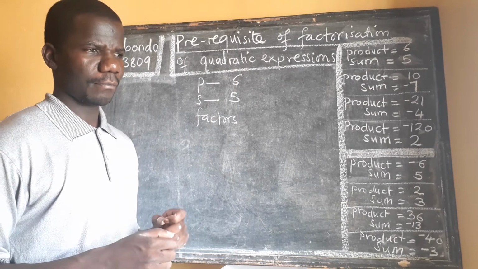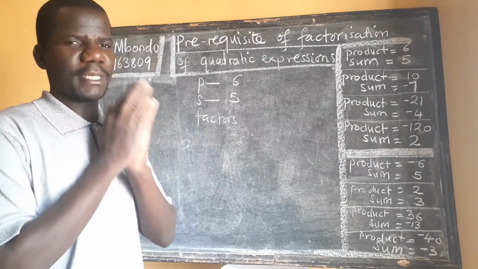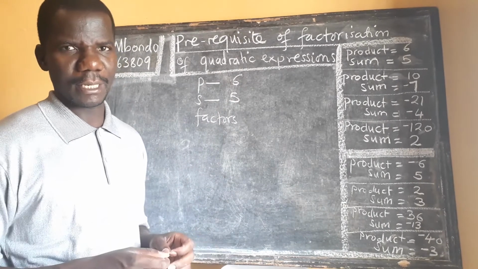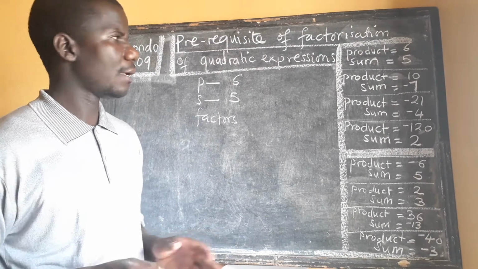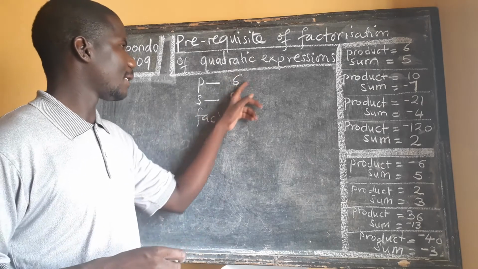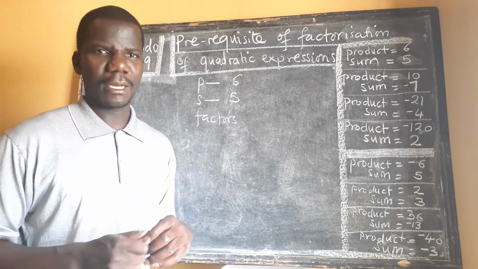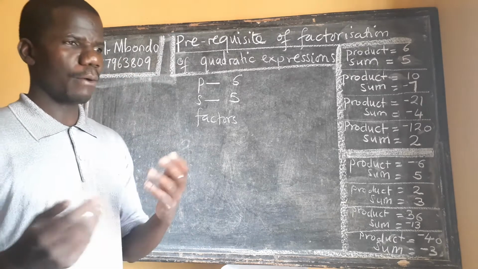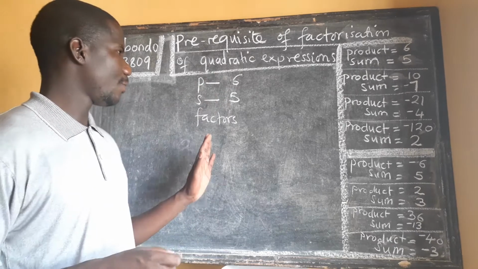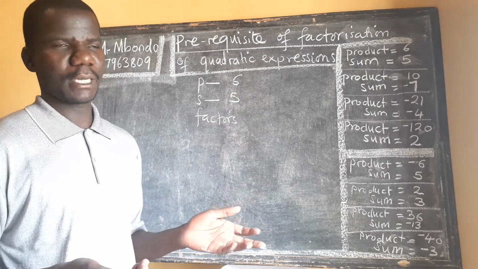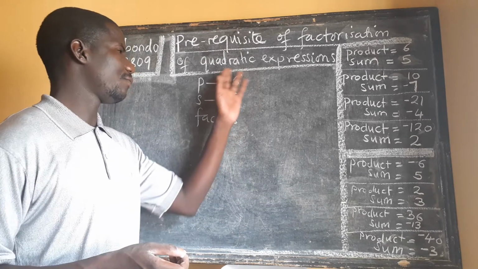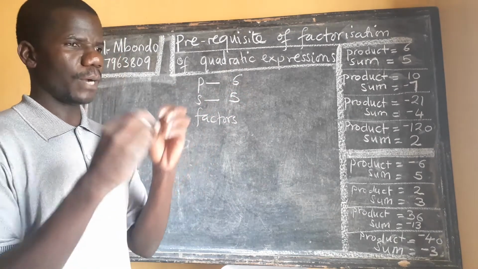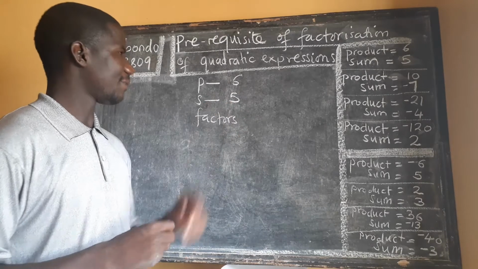For now, I don't have a specific method of finding those factors apart from trial and error. So if anyone has a better method of finding the factors of a product, please feel free to contact me on my number here, just to share the knowledge on how best it can be presented. For me, what I know is that you have to test all the factors of 6 to see which ones, when you add them, give you 5.